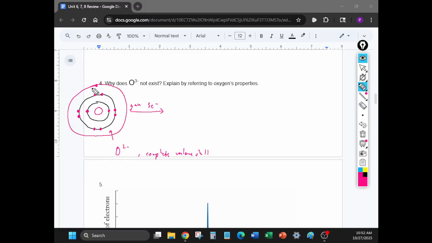This is unlikely, and the reason why is because O2 minus has a complete valence shell. It's in its noble gas configuration. The energy level is stable. In order to get the 3rd electron, you're going to be creating an unstable energy level. And that's the reason why.